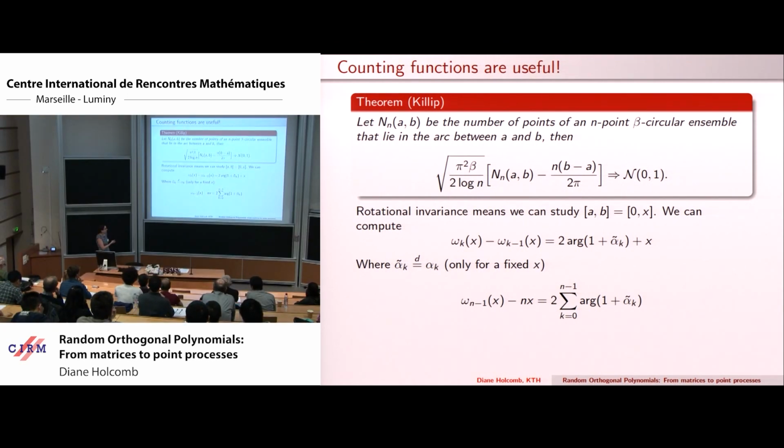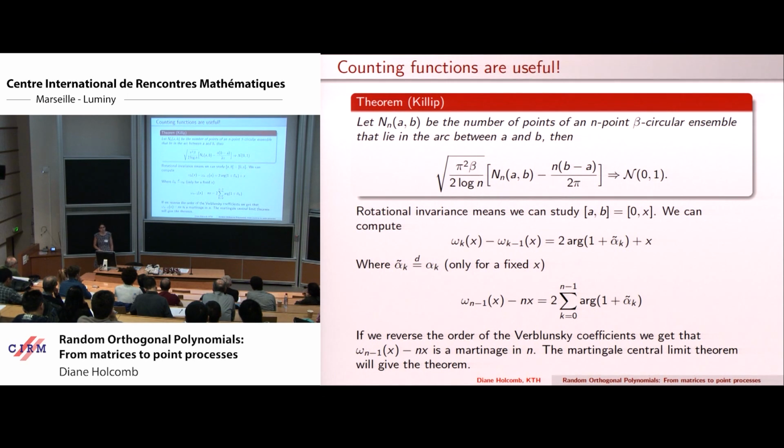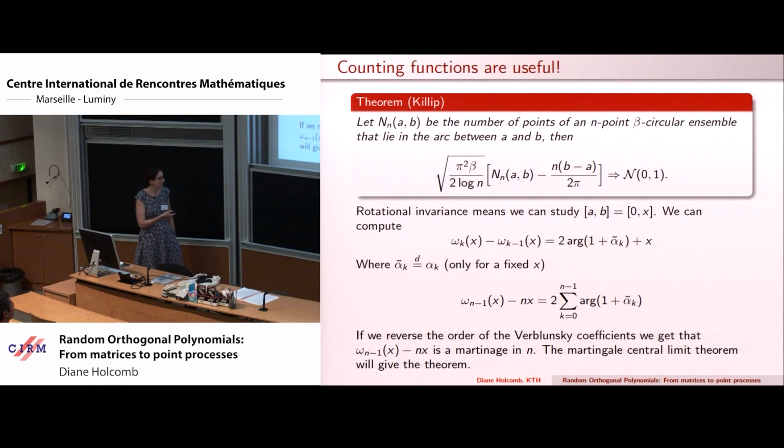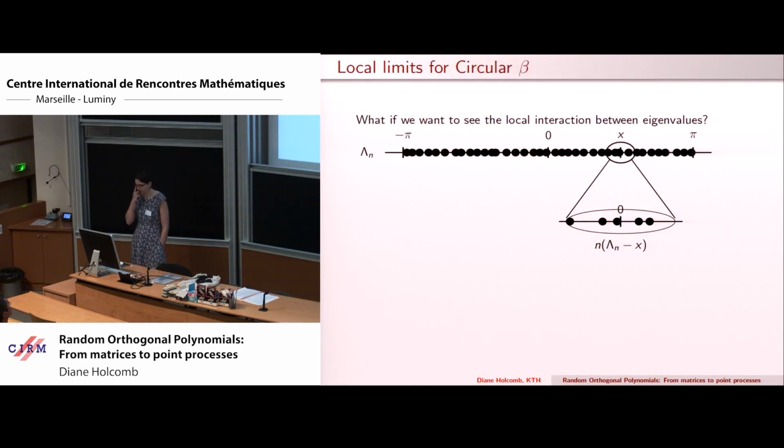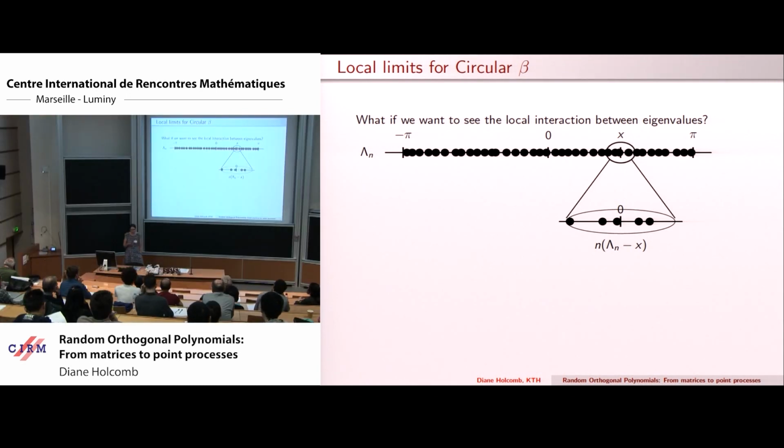And so this ω_{n-1} minus nx has this sum structure. It's basically got a martingale structure. It starts looking like it would lend itself to something like a martingale or standard CLT, and indeed it does. So you can prove this using the martingale central limit theorem, just from this structure of the counting function. All right, so I hope this has convinced you that it's at least not completely useless to start thinking about these random orthogonal polynomials. We can actually prove some stuff with them.